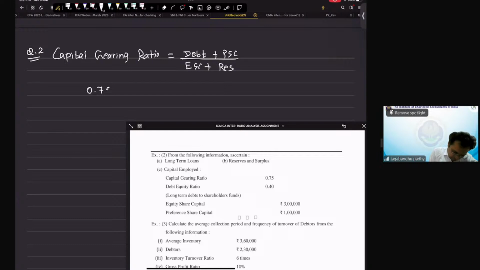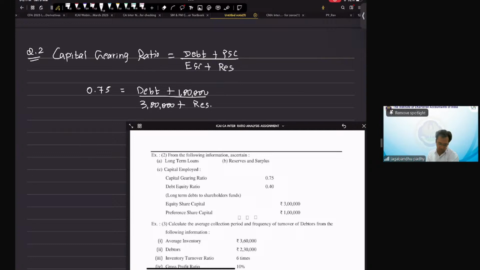So it will be like 0.75 is equal to debt plus preference share capital. So we don't know the amount of debt. Amount of debt plus preference share capital is given as 1 lakh. Right? Equity share capital is 3 lakh. Now again, we don't know the reserves. Reserves is also something which is unknown to us.